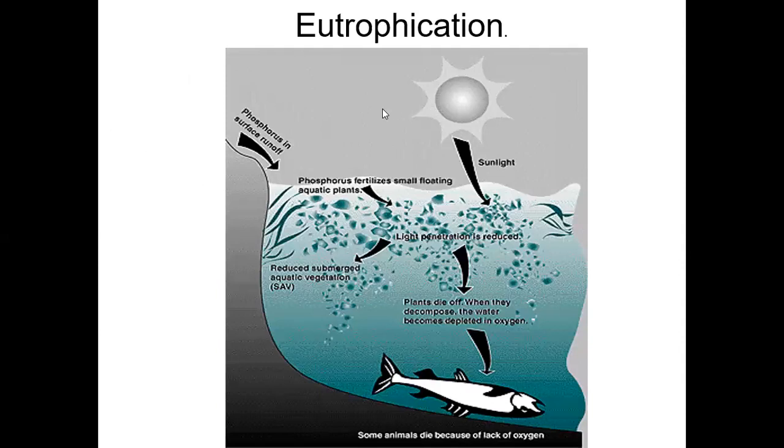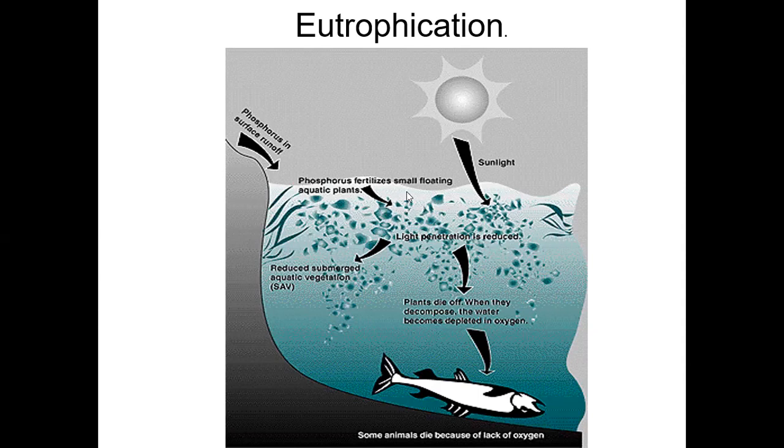So what happened? Here's the process. You've got normal plants living in the water here. Phosphorus and nitrogen come from runoff into the lake and raise the levels of nitrates and phosphates in the water. Well, this basically works as fertilizer. As you know, it works as fertilizer on your lawn. Well, it also works as fertilizer on all plants, and algae is no exception.